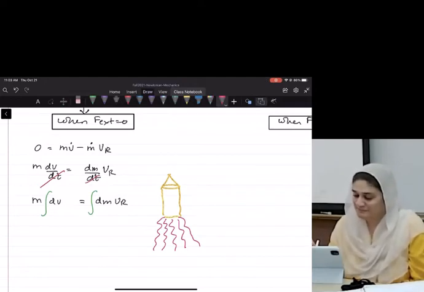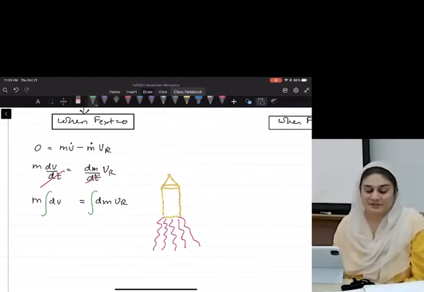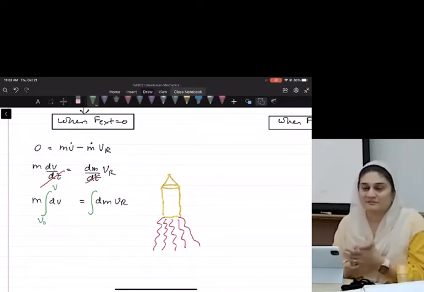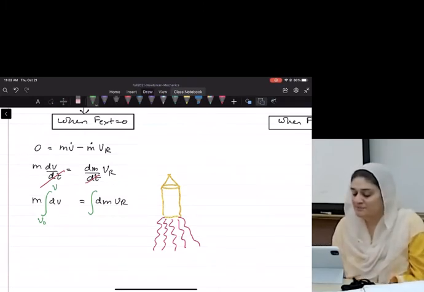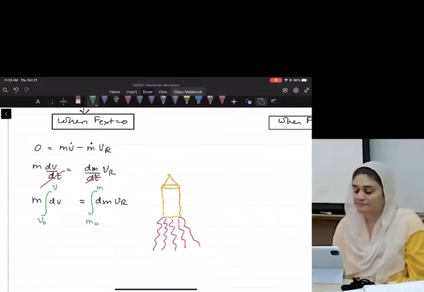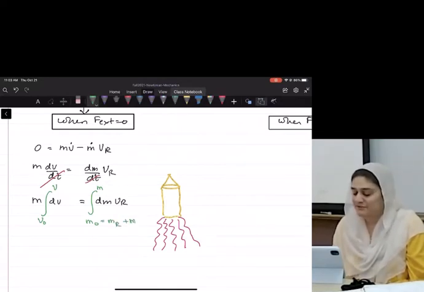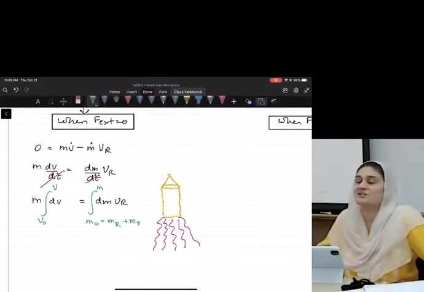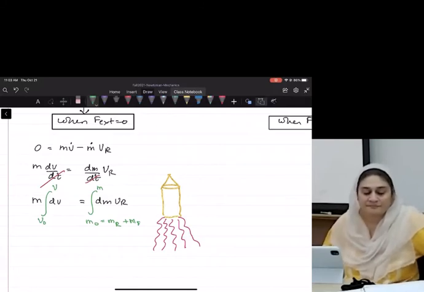Don't tell anyone. What will be the limits of integration? Suppose I just do some v0 to some v, right? And for mass, I'm going to do some m0 to whatever the mass is at time t. Now, what will this m0 include? It will include the mass of my rocket plus the mass of my fuel, right? And m of t is the mass at any time t, whatever time I'm looking for. If I say 5 seconds, put 5 seconds in, you're done.